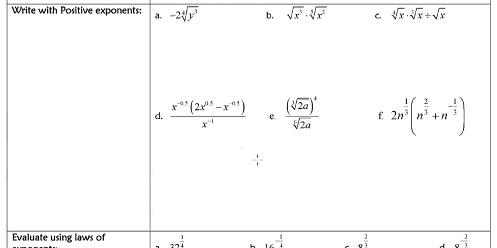All right, here we go. Writing with positive exponents. So we have a lot of things written down in radical form, and we're going to convert them to their exponential form.